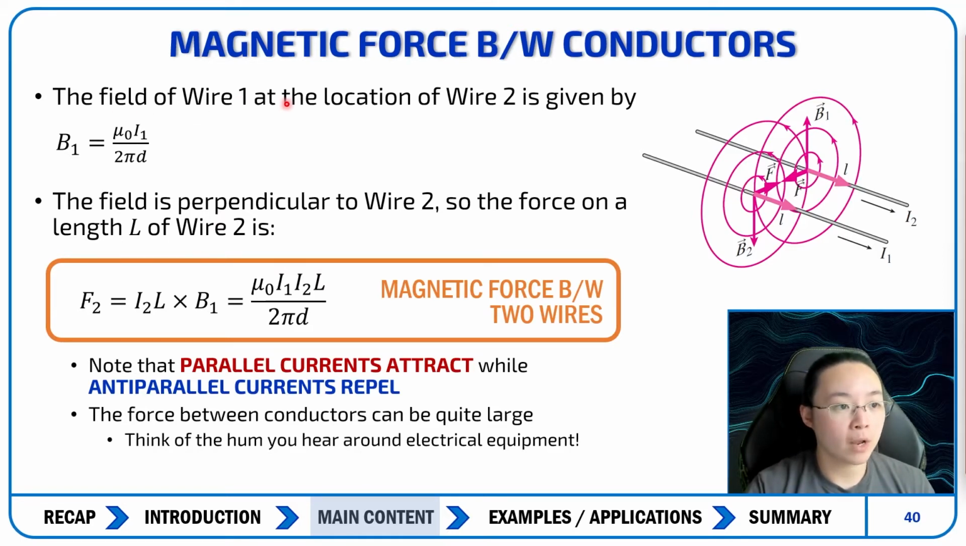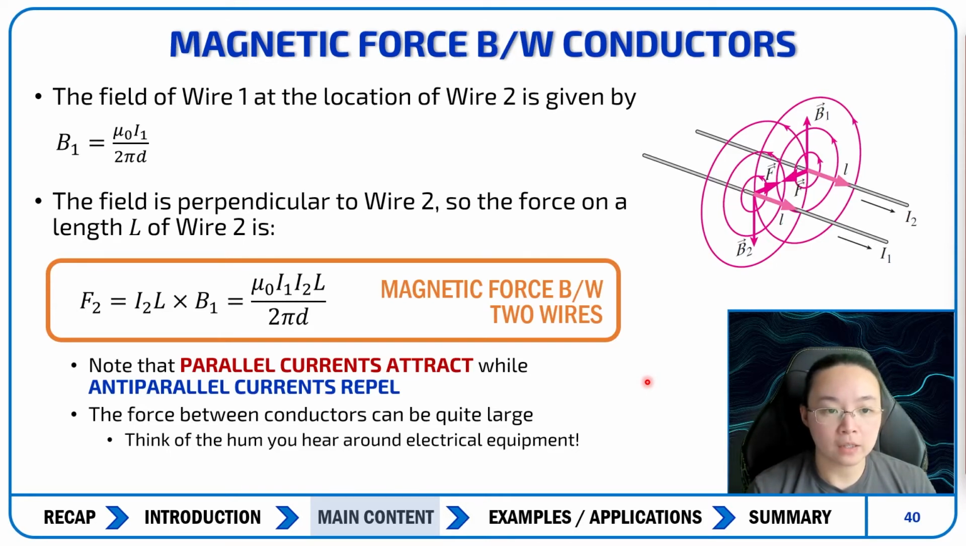The field of wire 1 at the location of wire 2 is given by B1 equals mu naught I1 divided by 2 pi d. The field is then perpendicular to wire 2, so the force on a length L of wire 2 is given as follows. This is then the magnetic force between two wires, given by I2 L crossed with B1.